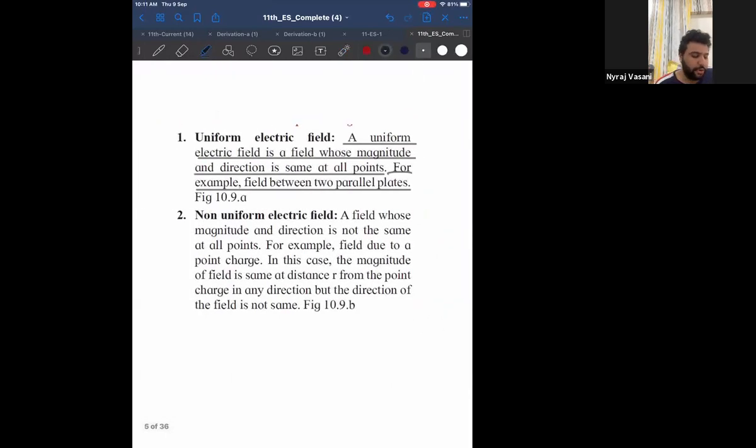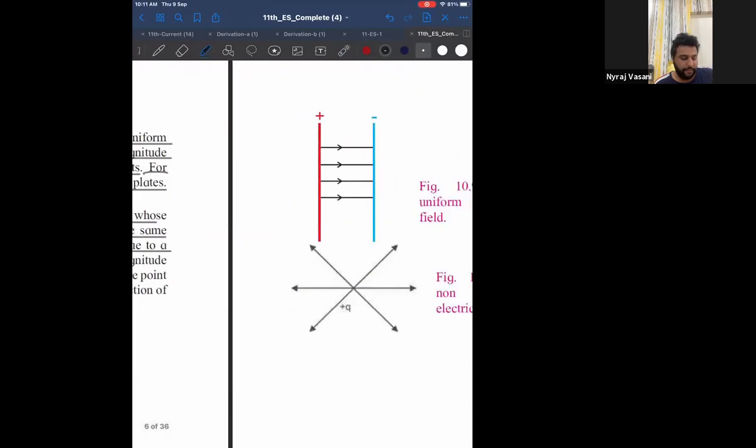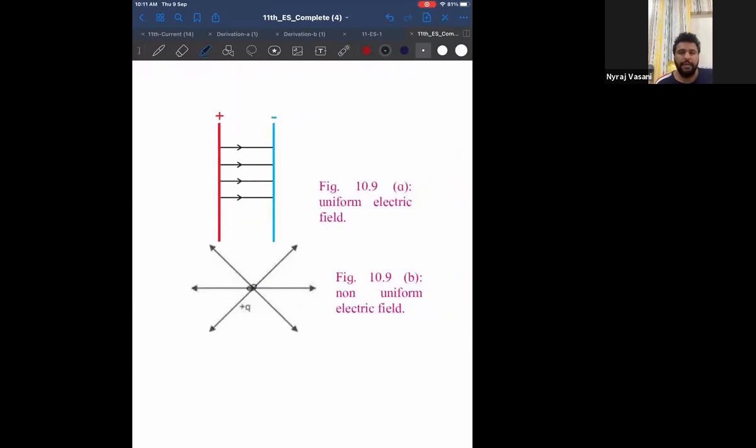Continue. What is non-uniform electric field? A field whose magnitude and direction is not the same at all points. For example, field due to a point charge. That means if I take a point charge, all the fields go outward. Can I say these lines are an example of non-uniform because the direction is different. Therefore, this is non-uniform electric field. Therefore, whenever you see vectors which are same in magnitude and direction, they are uniform. And whenever you see vectors which are different in direction and magnitude, this is non-uniform.